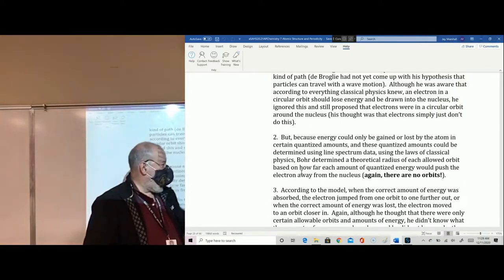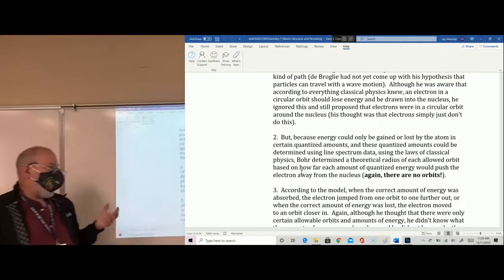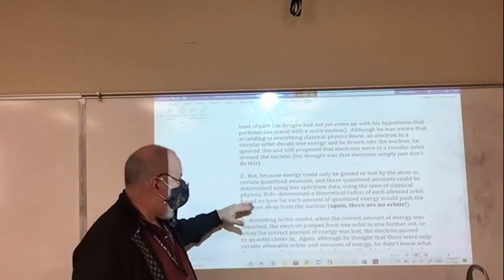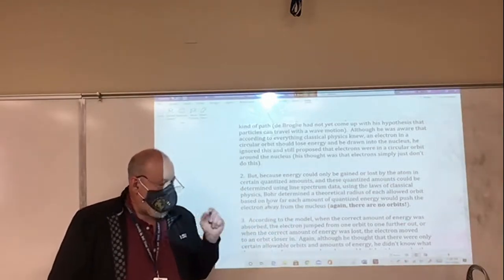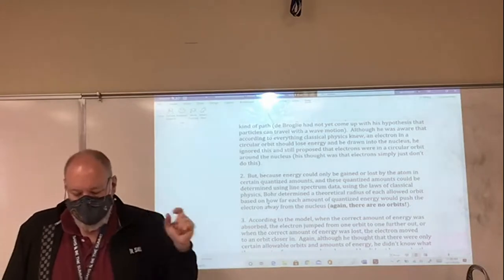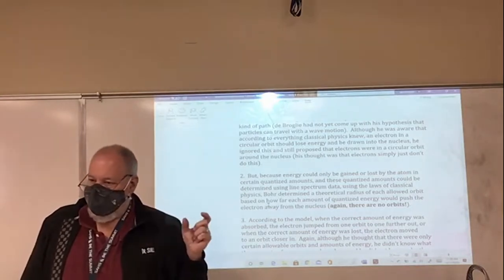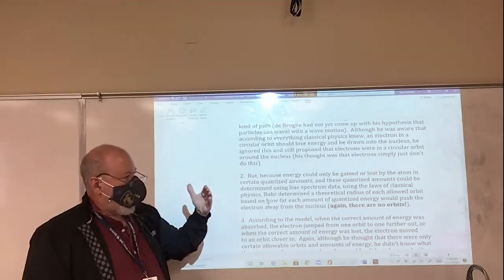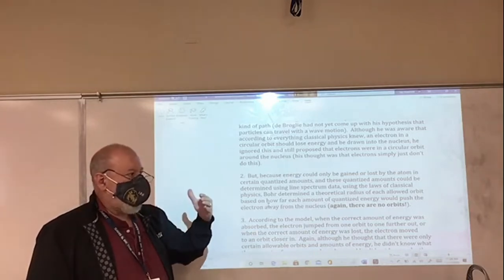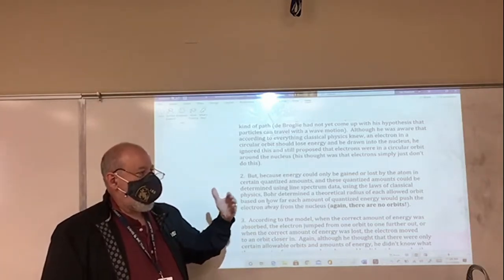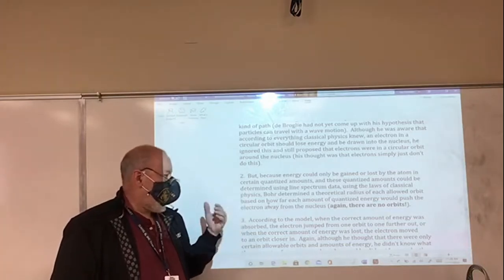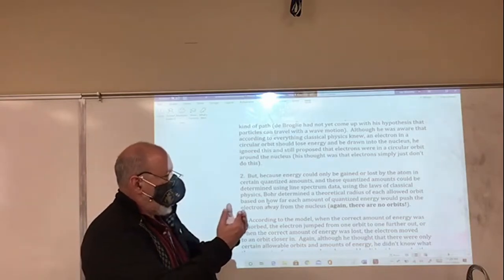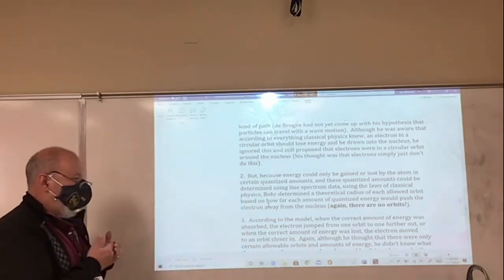Okay, now again, there aren't any orbits. He thought there were, but there aren't. But he determined a theoretical radius of each orbit based on how far the amount of quantized energy would push an electron away from the orbit, based on classical physics. Okay, so he said that the radius of this orbit should be this, based on how much energy is being added to the electron, the mass of the nucleus, or the mass of the electron, the mass of the proton, that kind of thing, and the electrical charge. How far would that amount of energy push an electron away from the nucleus?